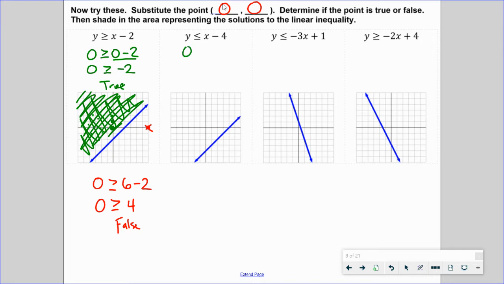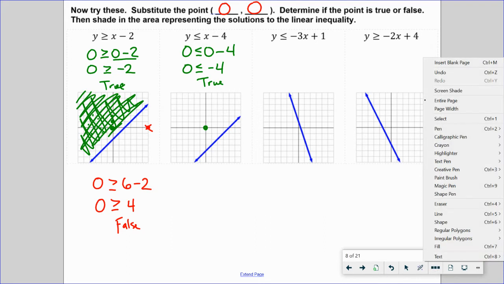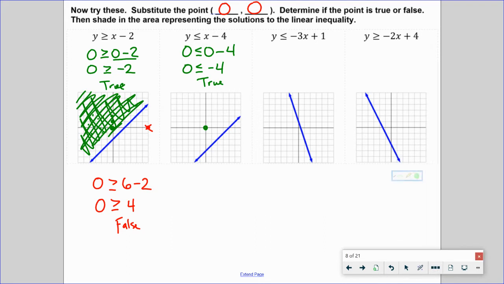All right, onward. Let's try 0, 0 here. Substitute in 0 for x and 0 for y. And let's check. This is true. Okay. Once again, this side is going to work. So I'm going to color in everything over there because there are infinitely many points that would make this statement true. If you insisted, you could try -6 for a y value, +6 for an x value. Yeah, that works. -6 for a y value, +6 for an x value.